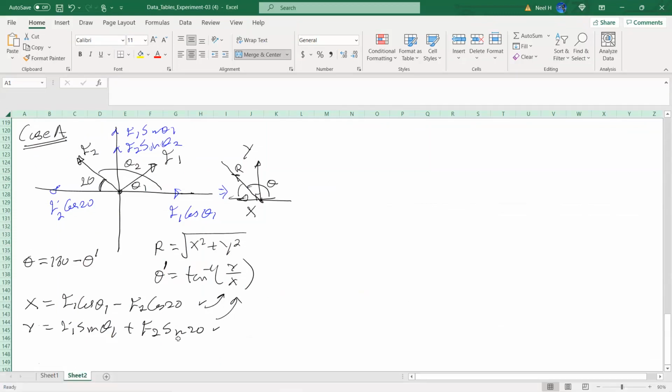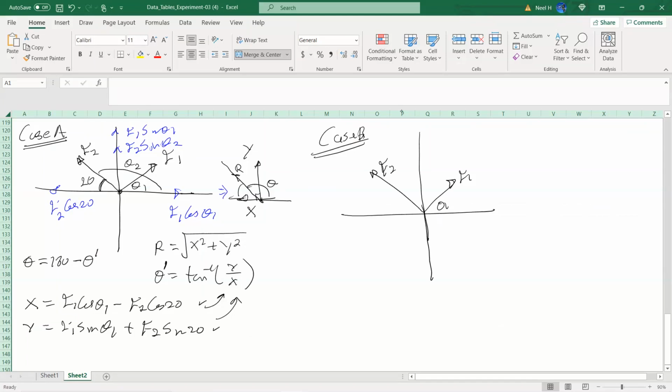Okay. Now let's take a look at case B. For case B, analytical method 2, I have a three vector scenario now, which means I need to draw a vector diagram including all three vectors. I have vector 1 here, F1, theta 1. Vector 2 here, F2.